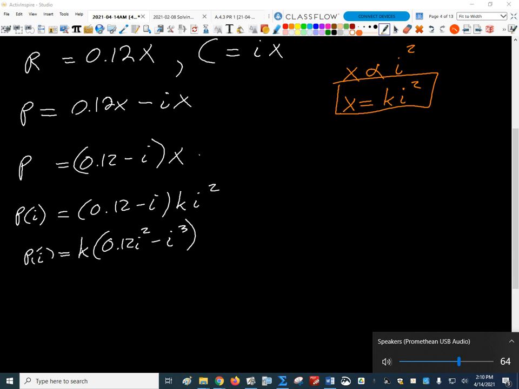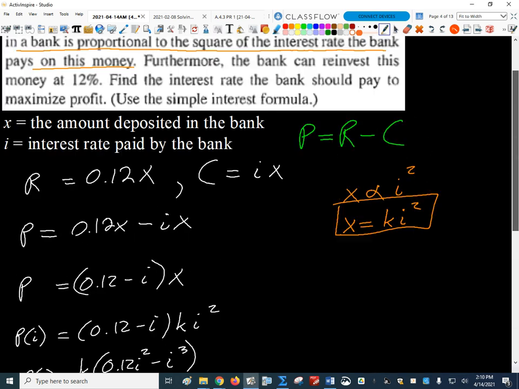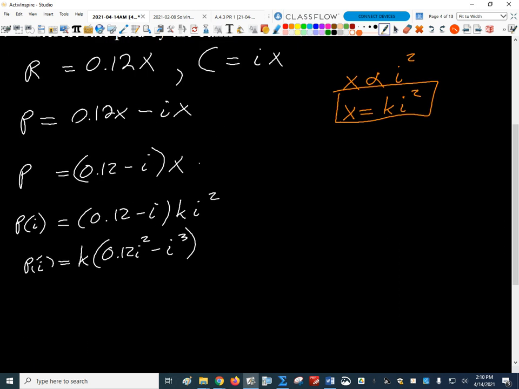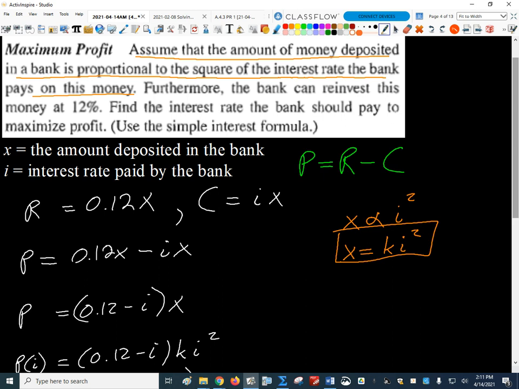Yes. Okay, so all I did there, there are two variables. We've got profit as a function of interest rate, which is going to vary, and the amount of money invested. Those are both things that vary, so I had to make a substitution. The substitution comes from this statement underlined in orange, which relates I and X so that I can eliminate one of those variables.